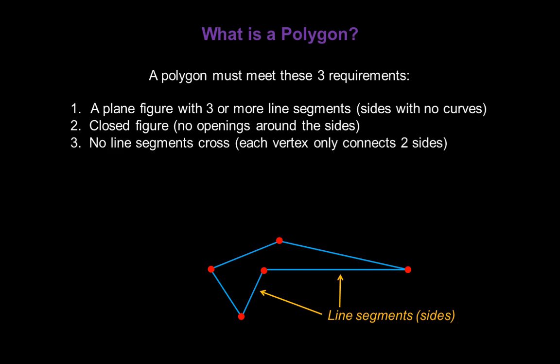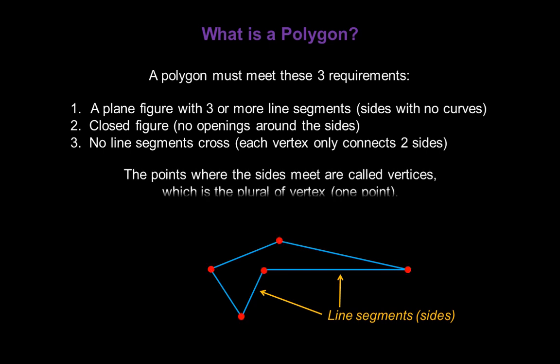Finally, there have to be no line segments that cross. Each vertex can only connect two sides. The points where the sides meet are called vertices. That's the plural of vertex, or one point.